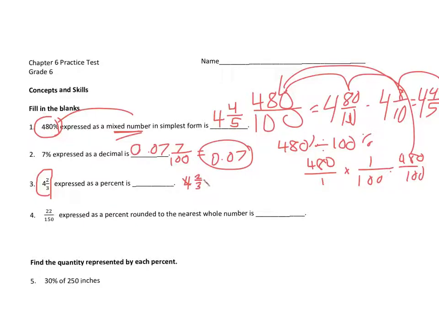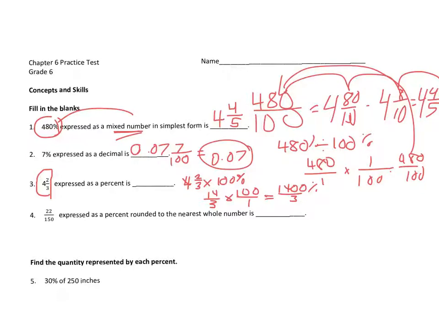I'm going to multiply it by 100%, but I know when I'm multiplying stuff like this, I have to turn it into an improper fraction. So I'm going to take this 4 and 2/3 and make it into 14 over 3 times 100%. I'm going to put that as 100 over 1. So it's going to give me 1400 over 3%. And then now I'm going to use my calculator, because this is not an easy one.